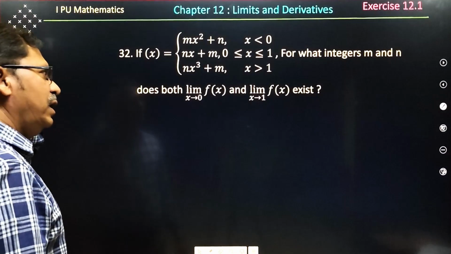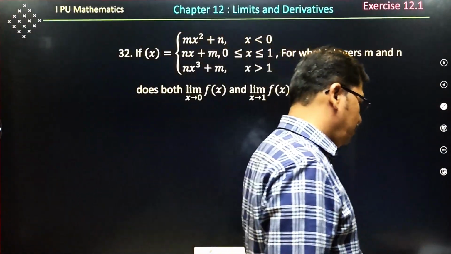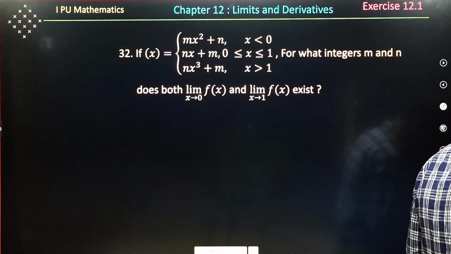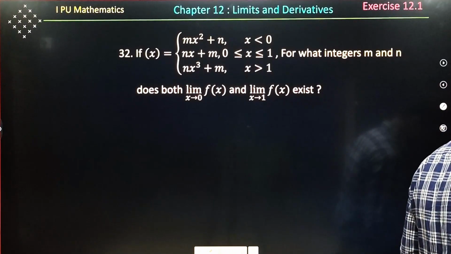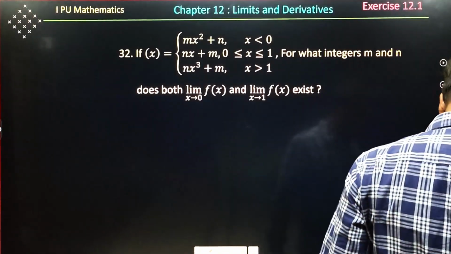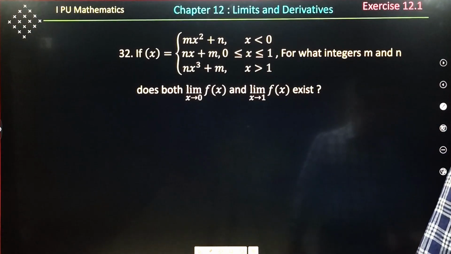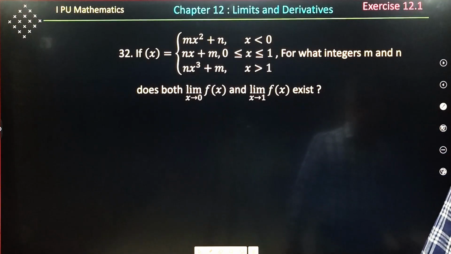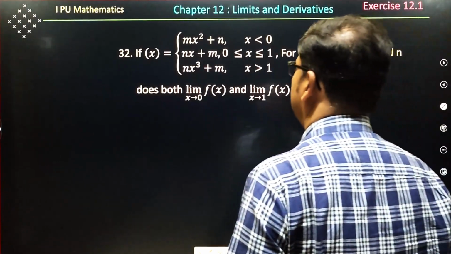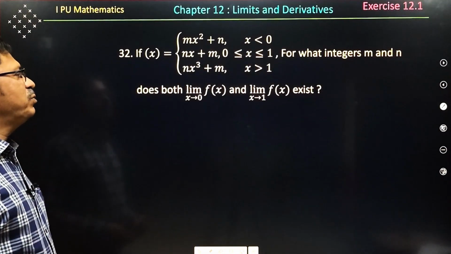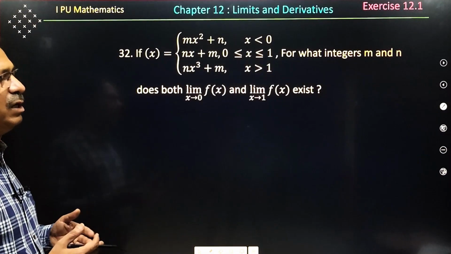Yes, sir. Then let me continue the next example and the last example in this exercise. Limits, last example from your textbook: f(x) equals mx square plus n first one, next nx plus m when 0 is less than or equal to x is less than or equal to 1, nx cube plus m, okay, when x is greater than 1.